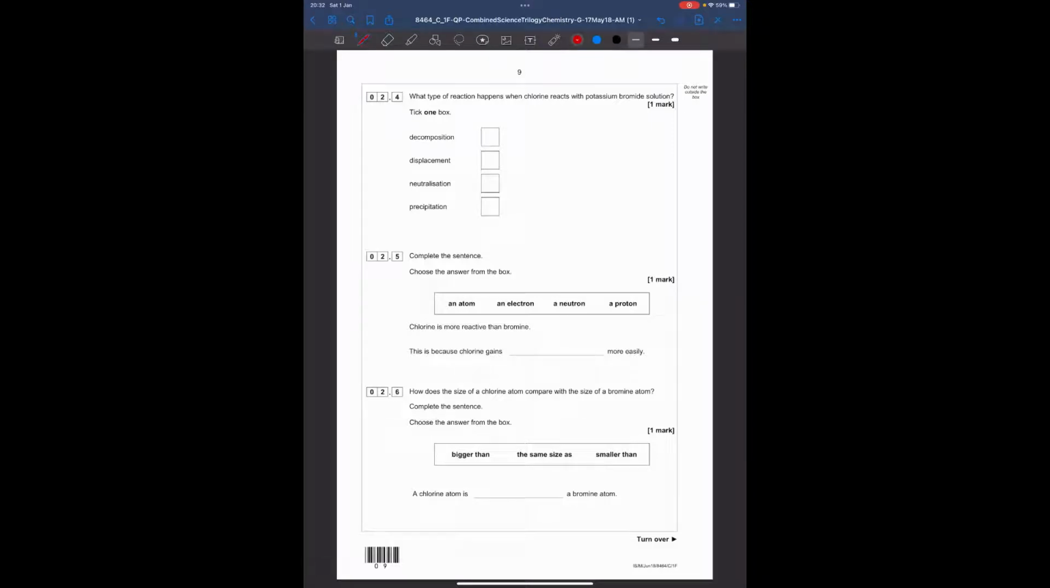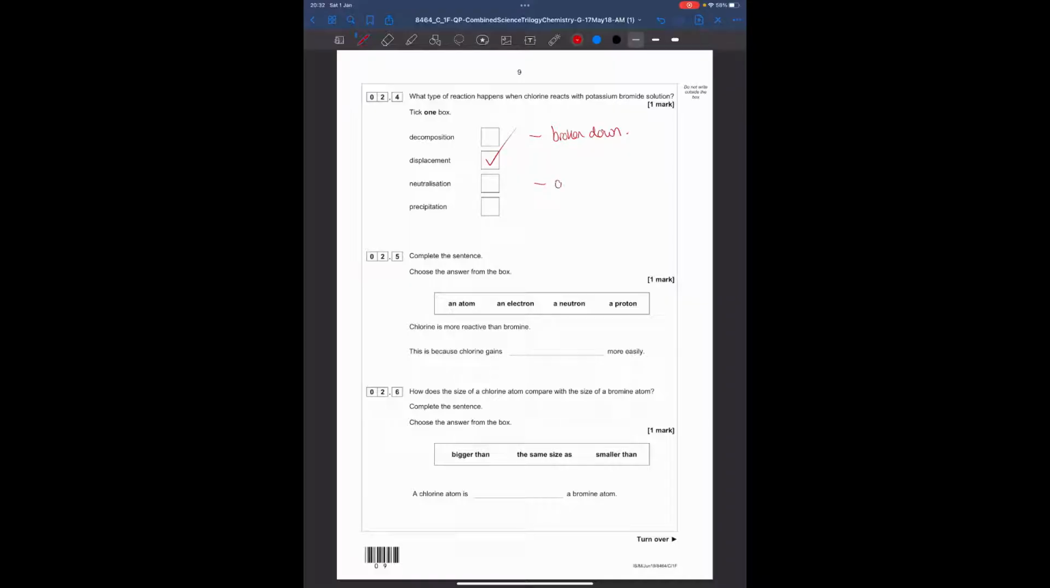Question 2.4, what type of reaction happens when chlorine gas reacts with potassium bromide? Well, I said this in the previous question. What we've got is chlorine kicking out the bromine, so it is a displacement reaction. A decomposition reaction means when a substance is getting broken down. We're not getting that here, we've just got things swapping about.